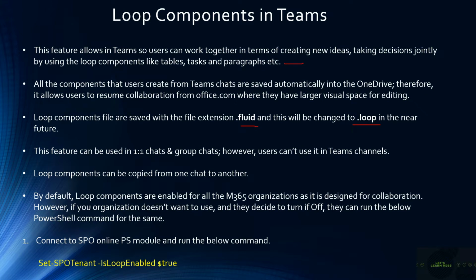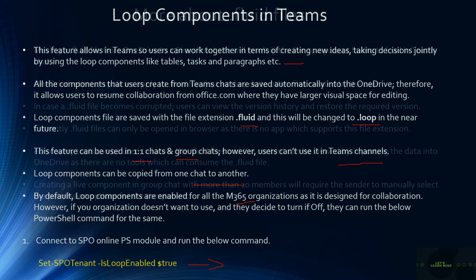This feature can be used in one-to-one chats and group chats. However, users cannot use loop components in Teams channels. Loop components can be copied from one chat to another. And by default, loop components are enabled for all the Microsoft 365 organizations because it is designed in a way that it increases collaboration. Organizations that do not want to use this feature can turn this off by using this PowerShell command after connecting to SharePoint Online module.